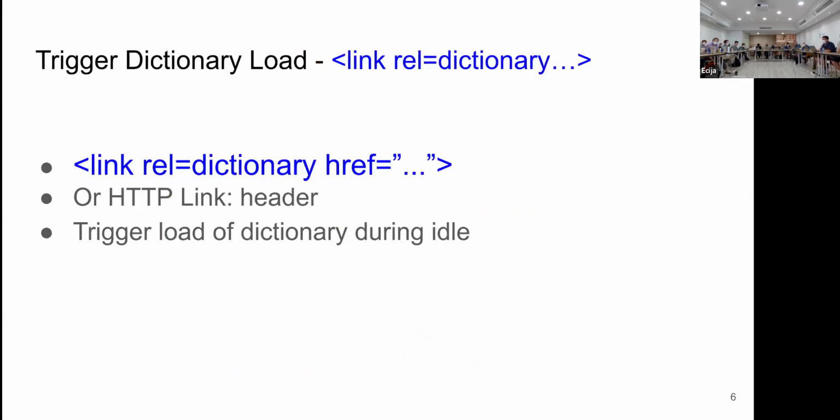We also introduced a new dictionary link relation type. This can be used for both the HTML link element and the HTTP Link header. When the browser detects a link rel dictionary, it will load the dictionary while it is idle.